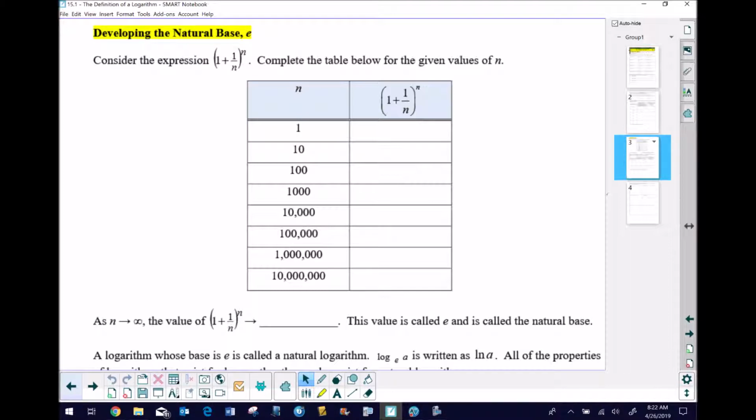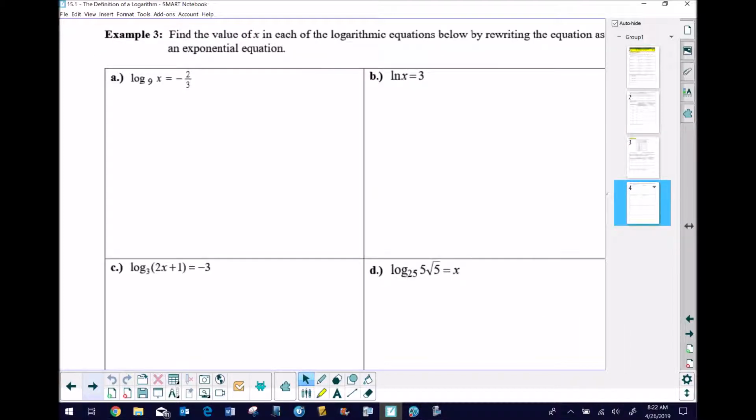So this is where I'm going to start, and we're just going to talk about this number e for a moment. Then the video will end with this final example in your notes on page 4, which will discuss how you can solve very simple logarithm equations that contain a single logarithm, with bases of really anything, 9, 3, and 25, but we'll also talk about the natural logarithm.